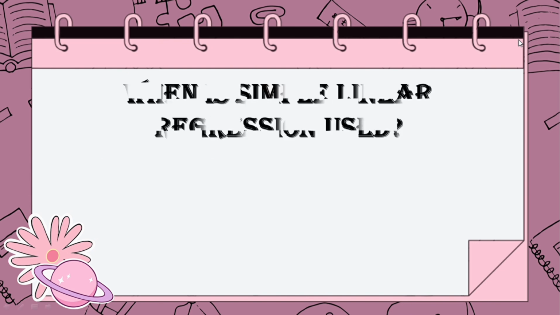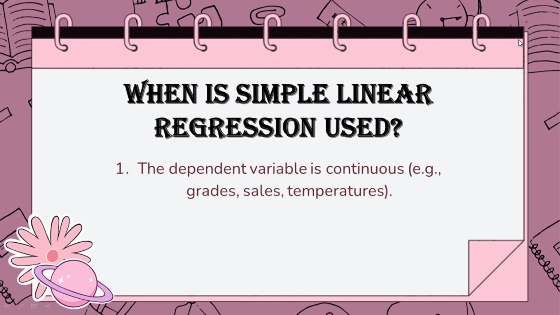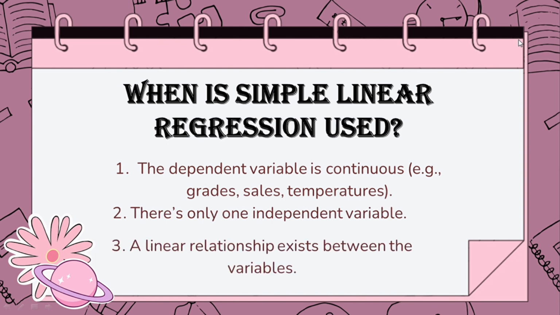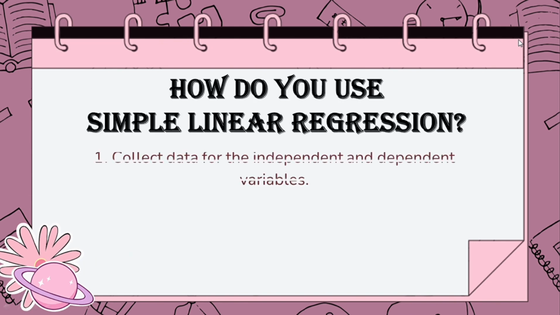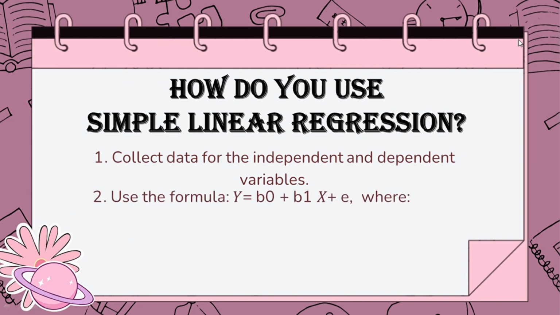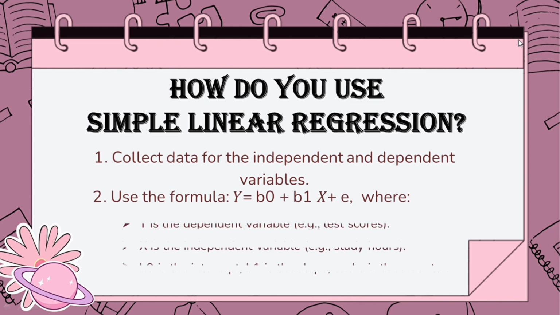So when is simple linear regression used? It's used when the dependent variable is continuous, if there's only one independent variable, and if a linear relationship exists between the variables. So how do you use simple linear regression? You collect data for the independent and dependent variables, and you will use this formula.